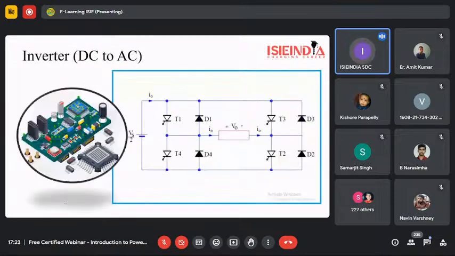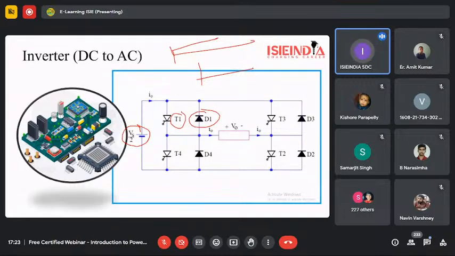Now we will be talking about inverters. Basically, in an inverter you can see it has a DC supply, and because of this circuit combination, as you can see on the screen, there are anti-parallel diodes. This one is the thyristor and this one is the diode. Because of this switching configuration, in the case of an inverter the input will be DC, but we want an AC supply at the output.